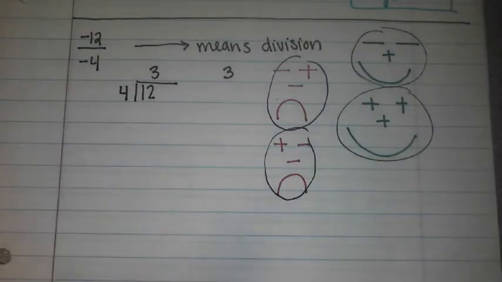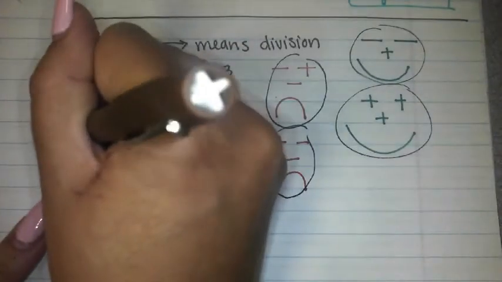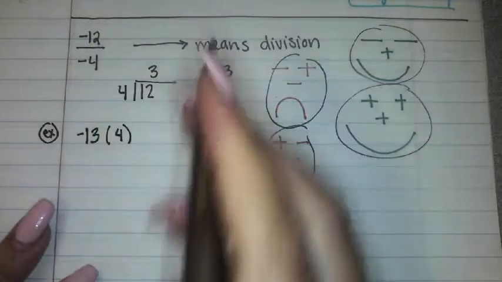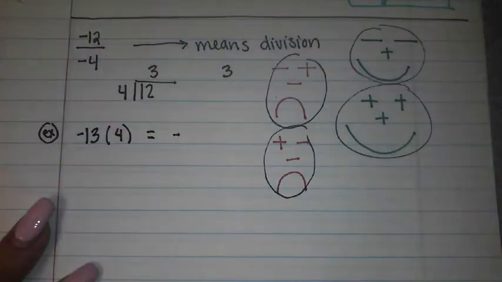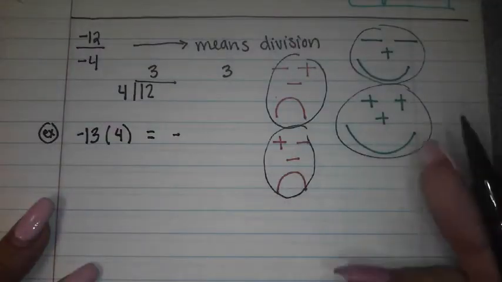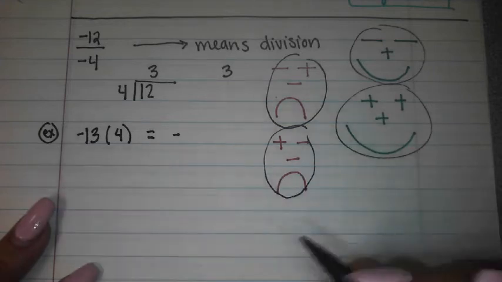Okay, now let's try a few example problems over here on the side. So let's say we have negative 13 times 4. Looking at this, I have a negative and a positive, so my answer's got to be negative. If you have multiple choice options, I would go ahead and cross out the ones that have a positive answer because your answer needs to be negative.